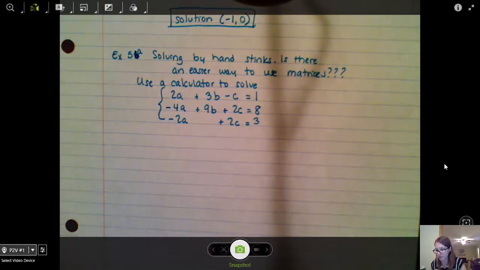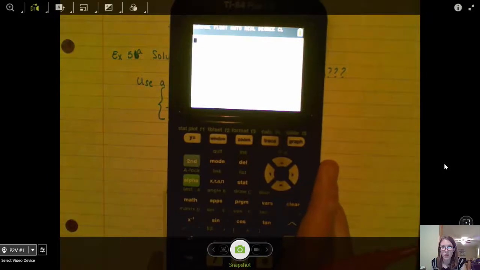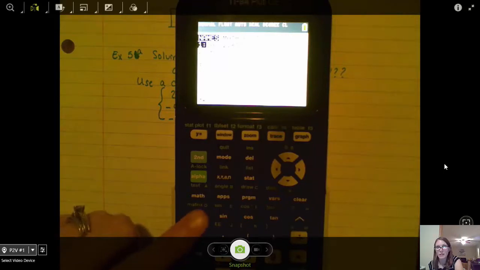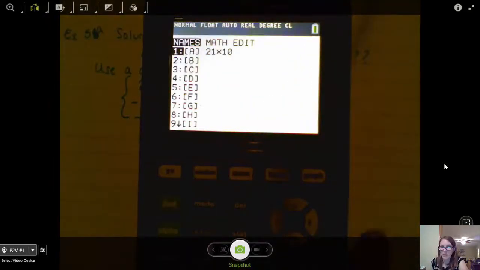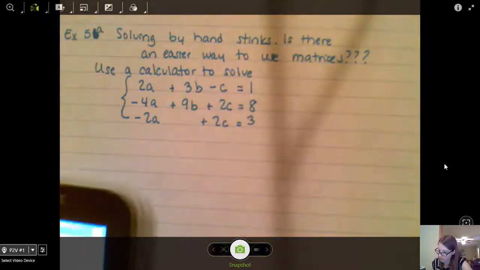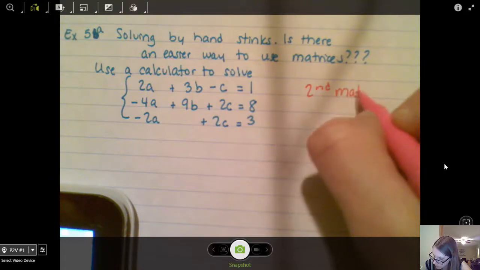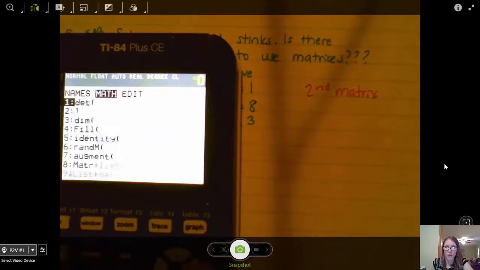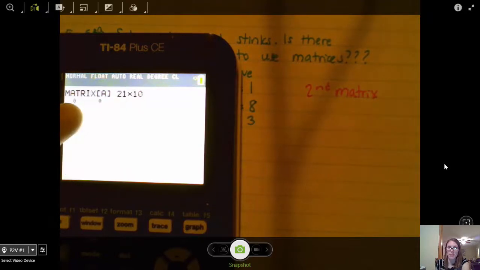All right, here's our process. Our first step is to hit our second matrix button here. Okay, second matrix. There we go, that's better. And then we go over to edit. Okay, and I'm just going to pick this top matrix here, matrix A.